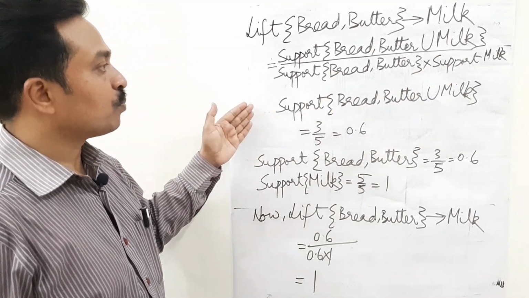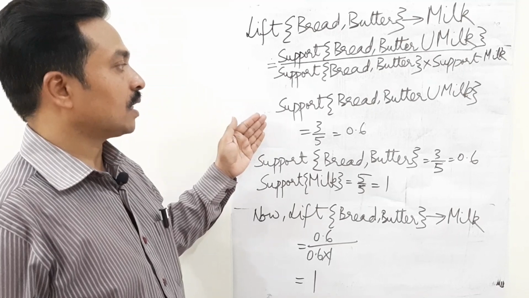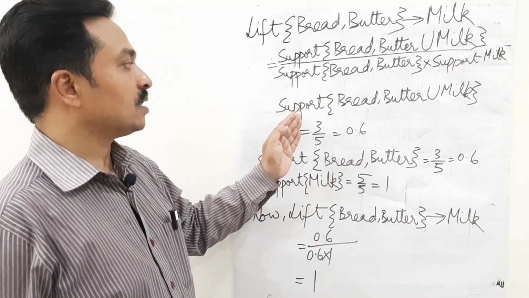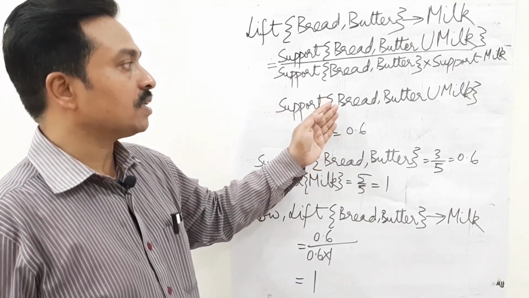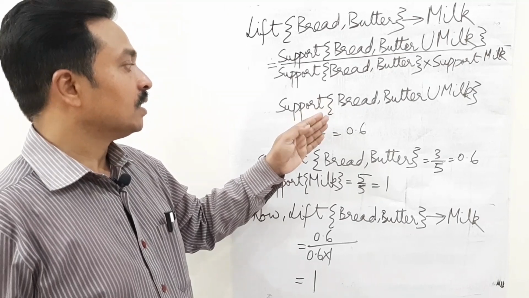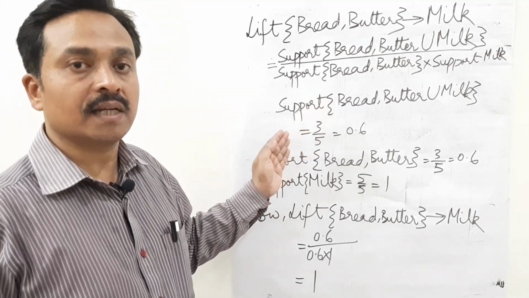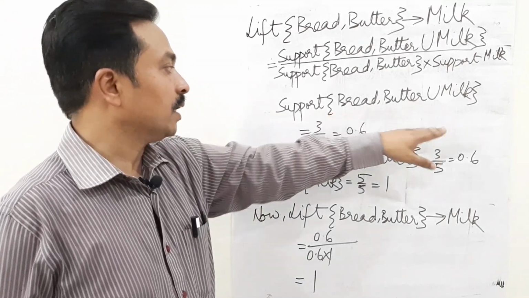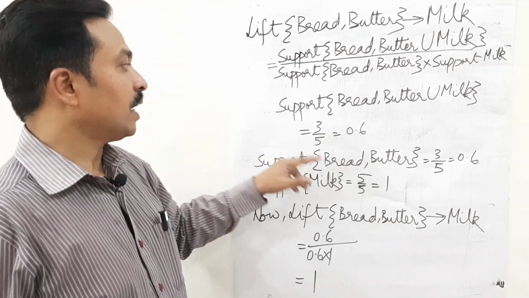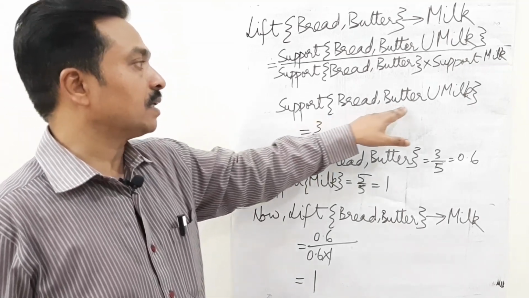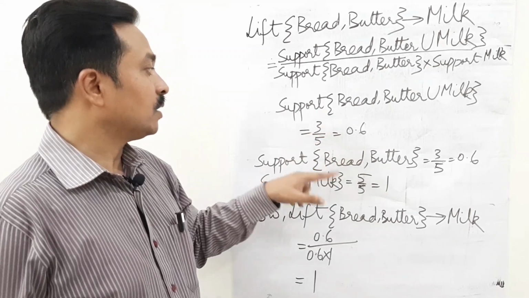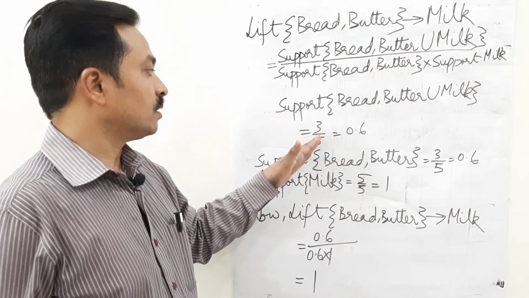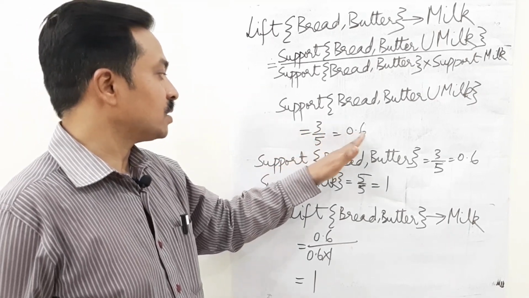As we know how support is calculated. Support is calculated by dividing the number of rows containing all the items mentioned in the example of purchase by the total number of transactions taking place there. So in this example, support of bread, butter union milk would be 3 upon 5, as the number of rows containing bread, butter and milk together are 3, while the total number of transactions in this example are 5. So it would be equal to 3 divided by 5, that is equal to 0.6.